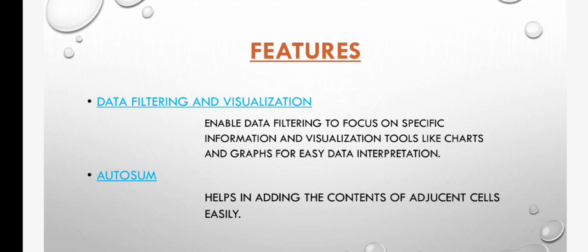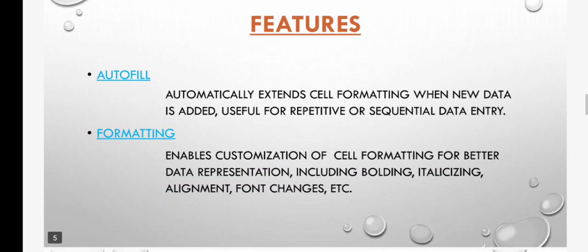And the next one is AutoSum. The spreadsheet helps in adding the contents of adjacent cells more easily than doing it ourselves. Then the next feature is autofill. It automatically extends the cell formatting when new data is added to the existing spreadsheet, and this is useful for repetitive or sequential data entry. And the last feature is formatting. This enables customization of cell formatting for better data representation, including bolding, italicizing, alignment, font changes, etc.